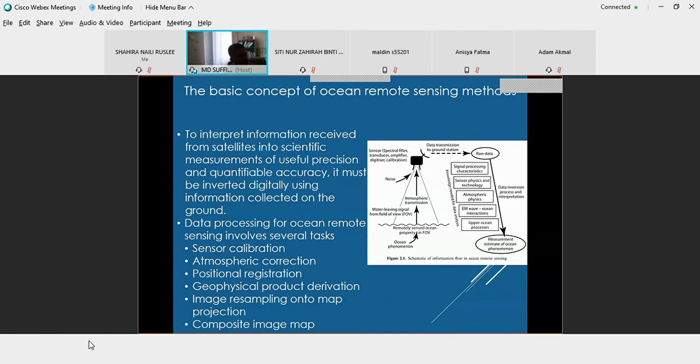So dia ada geophysical product derivation. This one is based on calibration on the ground. So you ada sensor yang sama macam sensor di satellite, and then you buat model ataupun algorithm. And then after that you apply kepada reflectance daripada satellite. Image resampling onto map projection. So kalau you nak pakai different projection system, you kena buat resampling. And then composite image map.